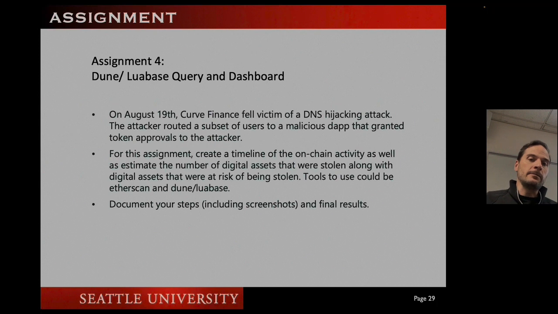So on August 19th, the Curve Finance protocol fell victim to a DNS hijacking attack. So think of their dApp front end, right? So I'm a user, I want to use Curve, I go to curve.xyz. That brings me to their dApp. But what the attacker essentially was able to do is to hijack the DNS such that when you go to Curve XYZ, you go to a website they control.